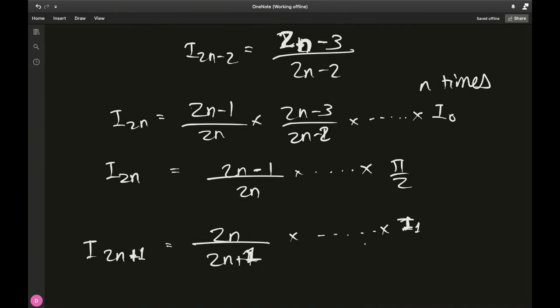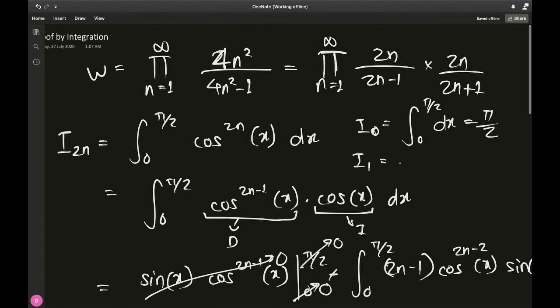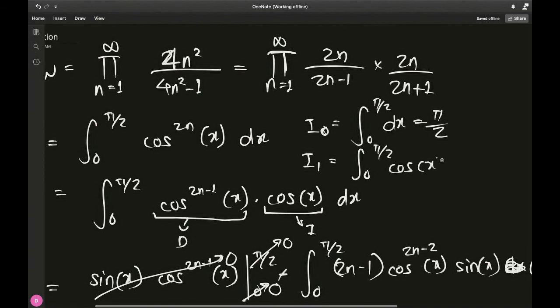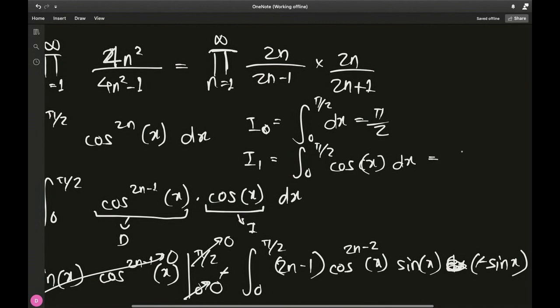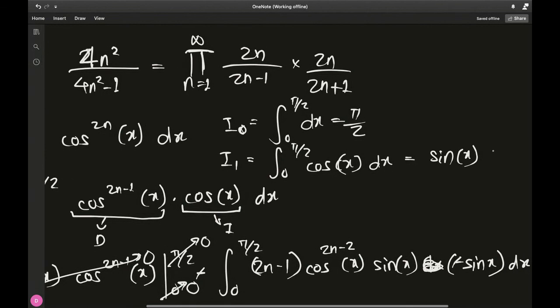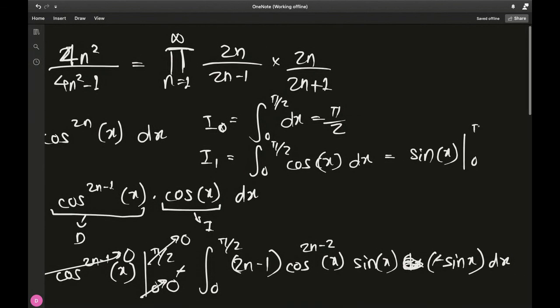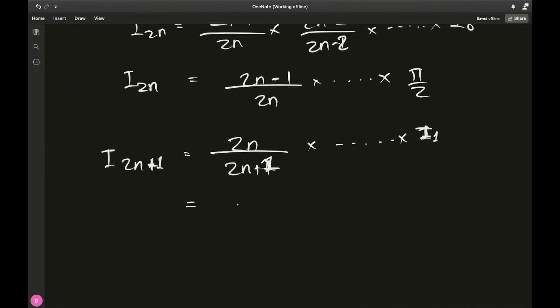I sub 1. Now I sub 1 is just integral from 0 to pi over 2 of cosine of x to the first power, or just cosine of x dx, which turns out to be sine of x evaluated from 0 to pi over 2, and sine of pi over 2 is 1, sine of 0 is 0, so we just have 1 for I sub 1. Okay, so our expression becomes 2n over 2n plus 1, and then 1 in the end. That's I sub 2n plus 1.